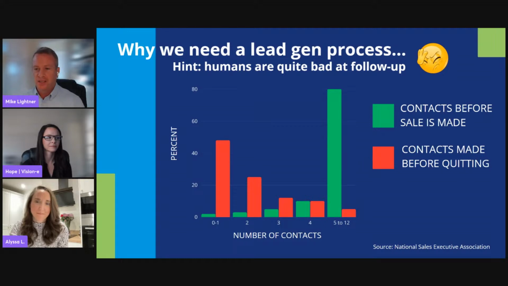We'll just talk about the ends of the chart. So 48% of reps stop on the first call or never make a call at all. And all the way on the other side, 80% of the sales require that you make at least 5 calls, and usually it takes more. So 5 to 12 is where 80% of the sales occur. This was recognized early on. We need automation. We're just not good. There's something in the human psyche called recency bias.